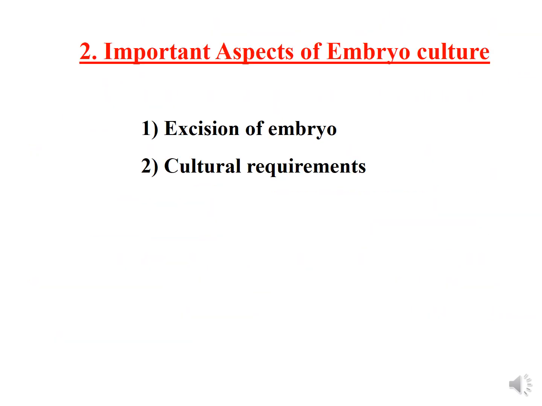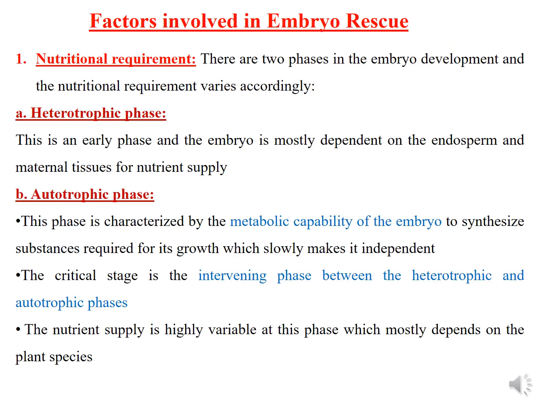So what are the important aspects of embryo culture? There are two aspects. First, we have to excise the embryo, and second, the cultural requirements, that is, the nutrients required by the embryo to grow into a viable plant. First we will see the cultural requirements, also known as the factors involved in embryo rescue.